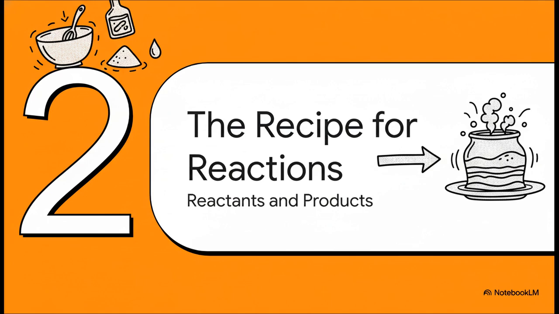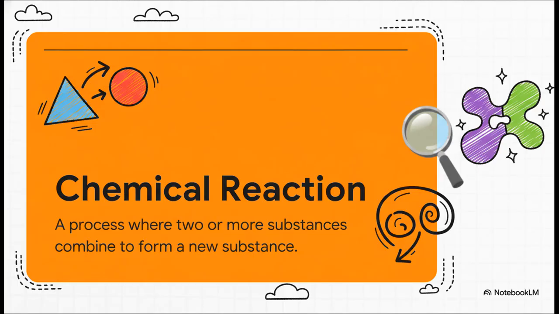Right, so that permanent change, that's what we call a chemical reaction. And honestly, the best way to wrap your head around it is to think of it like a recipe. You've got your ingredients, and you combine them to make a final dish that's something completely new. And here's the key takeaway. A chemical reaction is all about transformation. You start with some stuff, they get together and do their thing, and what you end up with is something entirely new, with its own unique properties.